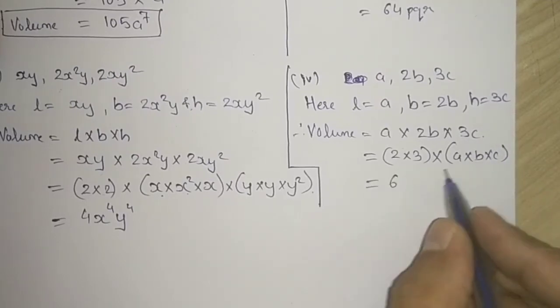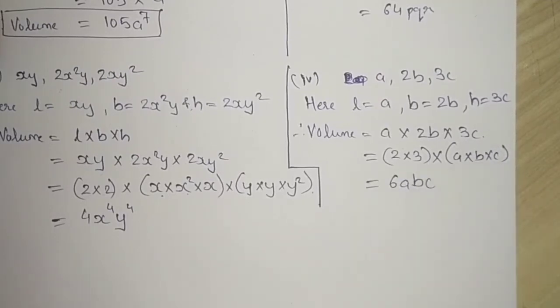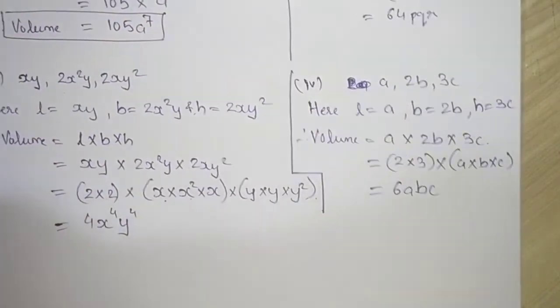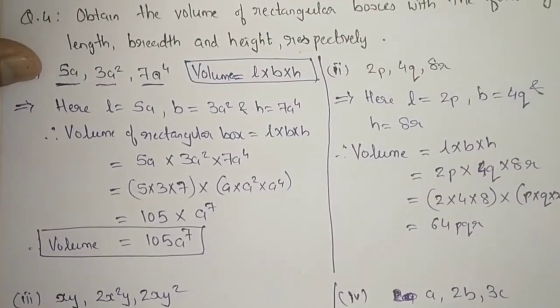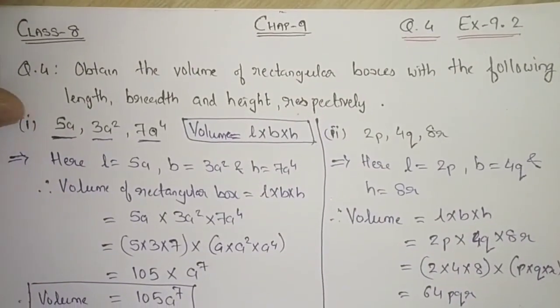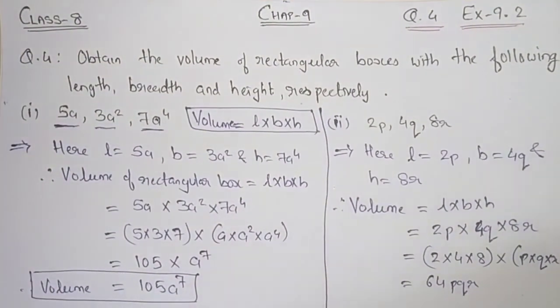So we will get 6abc cubic units. Hope you have understood this question, how to find the volume of the box given its length, breadth and height.